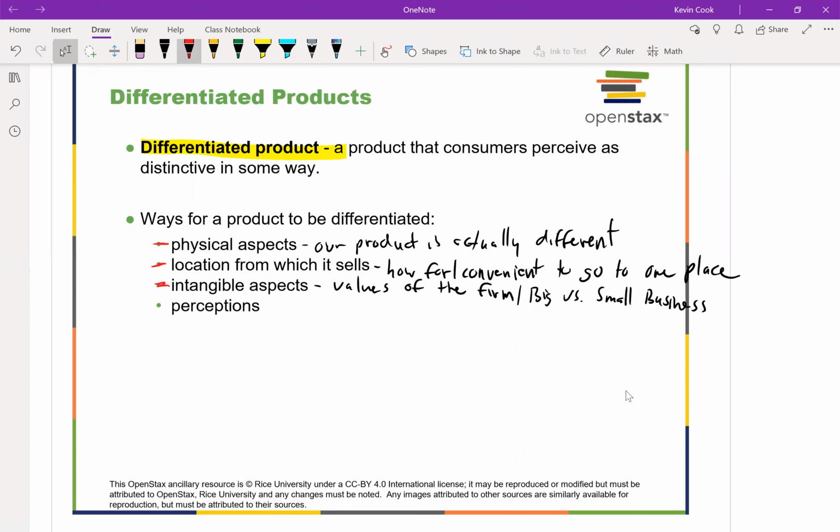And the last one is perceptions. Perceptions, it's kind of two fronts that I'm going to look at this from. The first is that these perceptions will come as feelings towards a firm, and the second will be expectations.